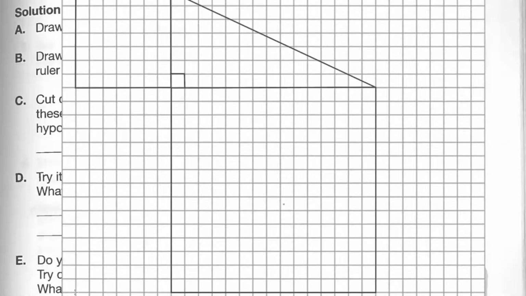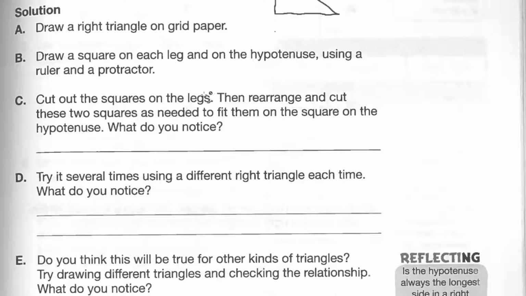There we go. Okay, so I've finally drawn the squares. If you're going to do this, make sure you use a smaller triangle. Make your life a little easier. Okay, so I'm going to cut out the squares on the legs and then rearrange and cut the two squares as needed to fit them on the square of the hypotenuse. What am I going to notice?